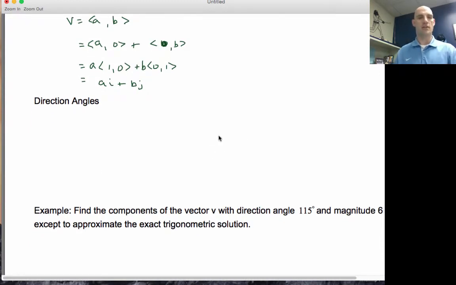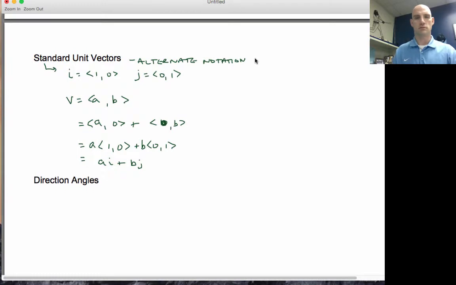So how do we do this? Another alternate notation would be this. If we have any given vector, okay, let's say it's vector v shooting out this way. Its horizontal components and its vertical components are going to look like this.